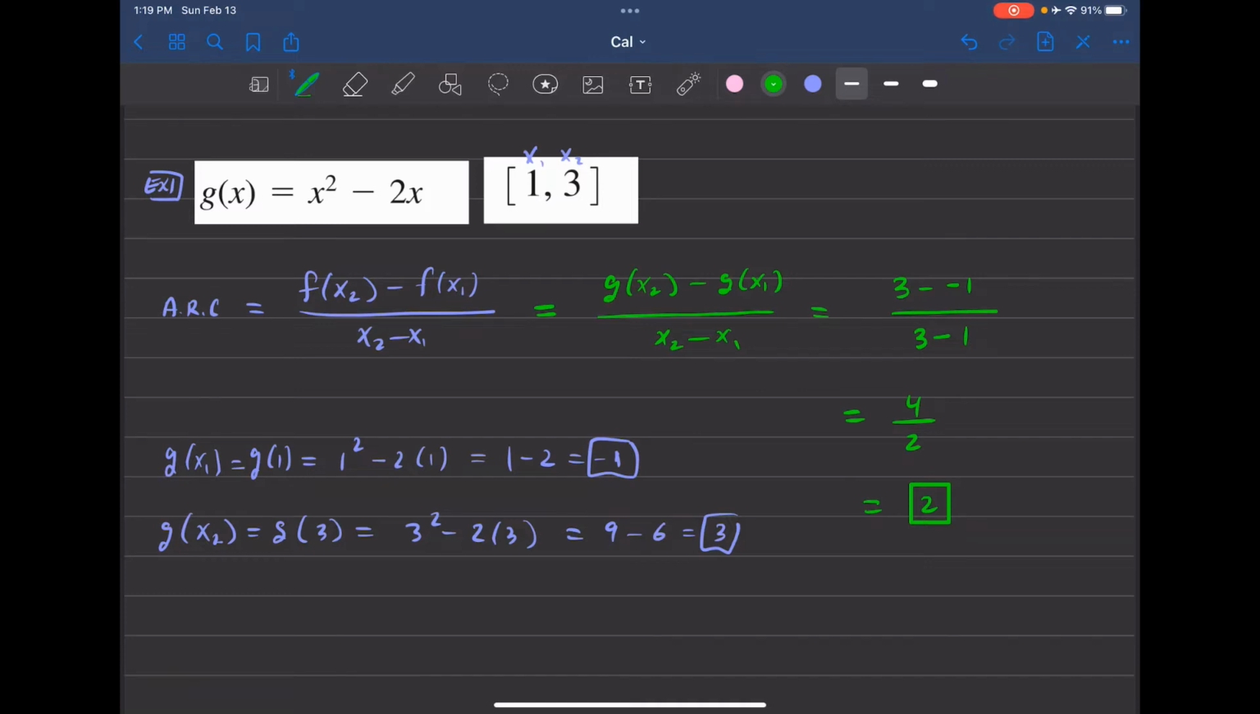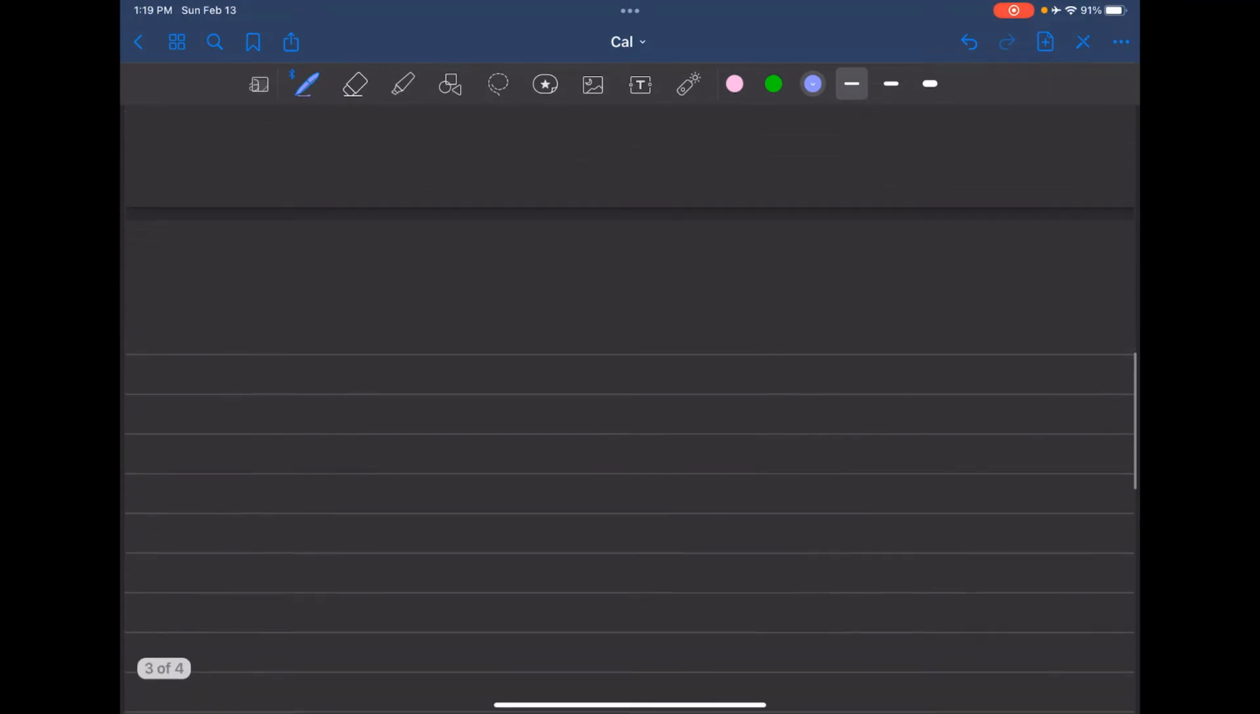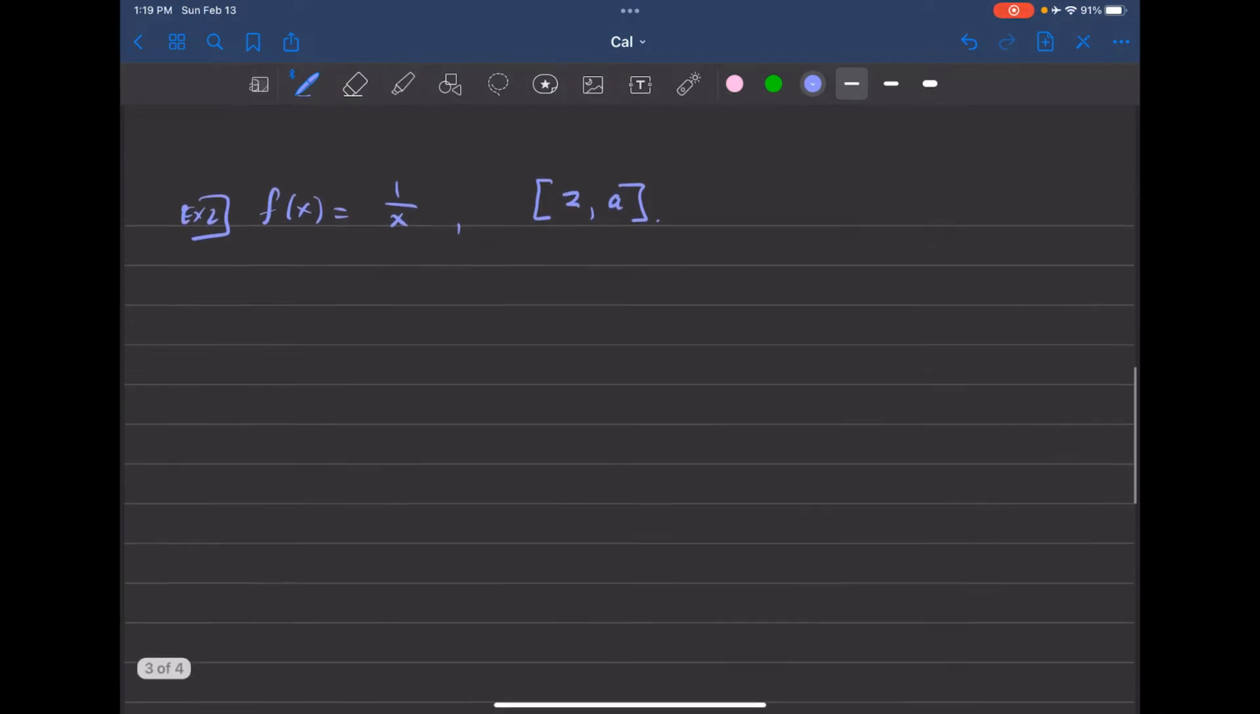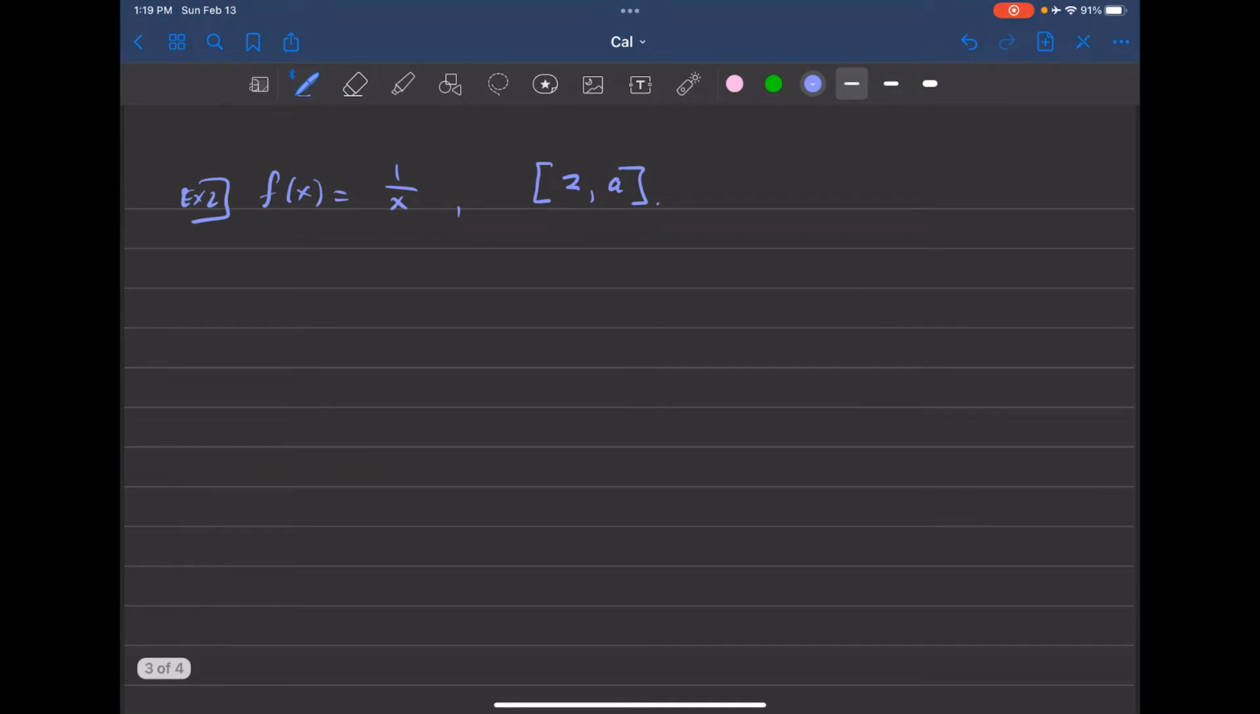All right, so let's go ahead and try another example. So let's say we want to use the function, so this is our example 2. F of x is equal to 1 over x, and we want to find the average rate of change on the interval 2 and some a. It could be any real number. We just want to try out with some arbitrary real number a. So we'll do the same thing. Again, if you want to try it out on your own, pause the video, work it out, and then come back, check again.